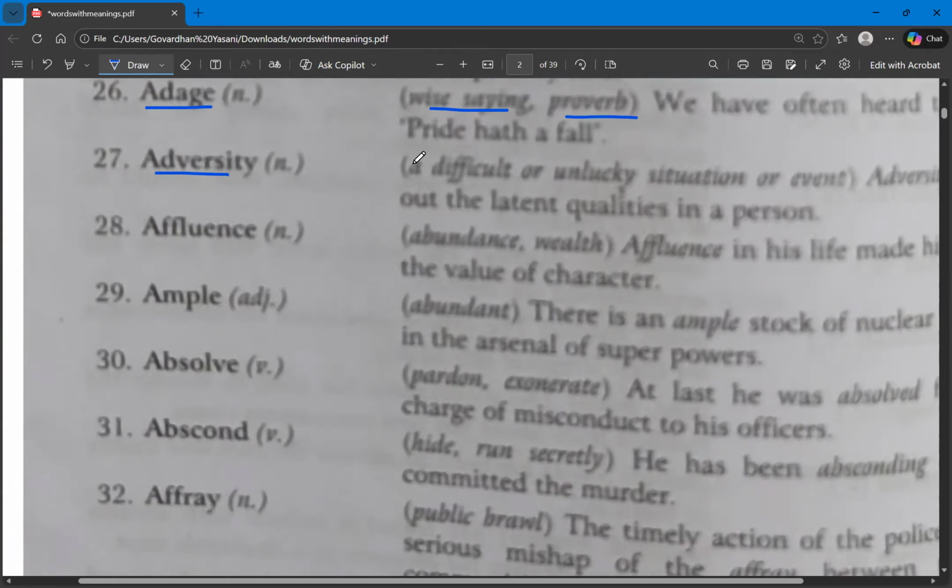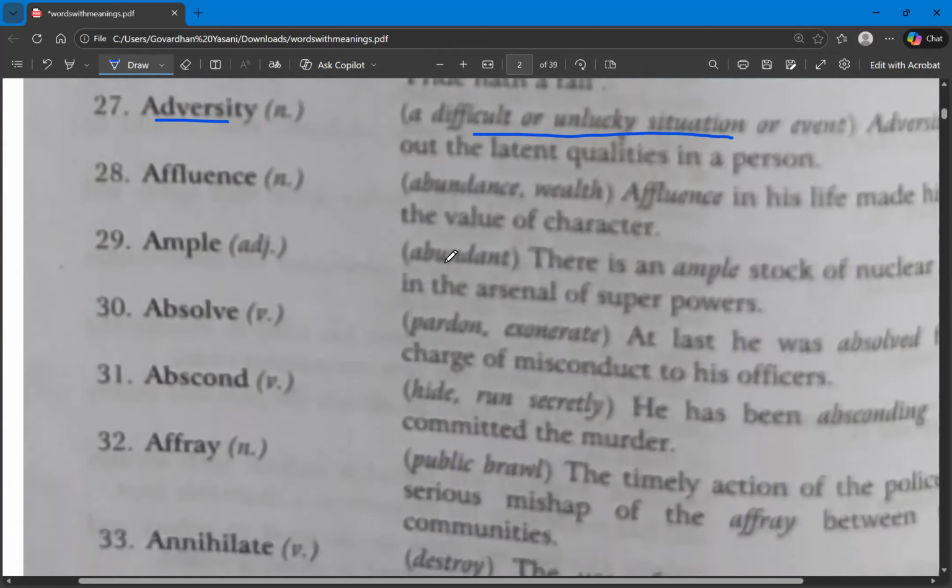So these all mean the same. That means a difficult or unlucky situation or event. What is adversity? A difficult or unlucky situation or event. The next one is affluence. Affluence means abundance or wealth. Affluent people means wealthy people. So that is the meaning of affluence.